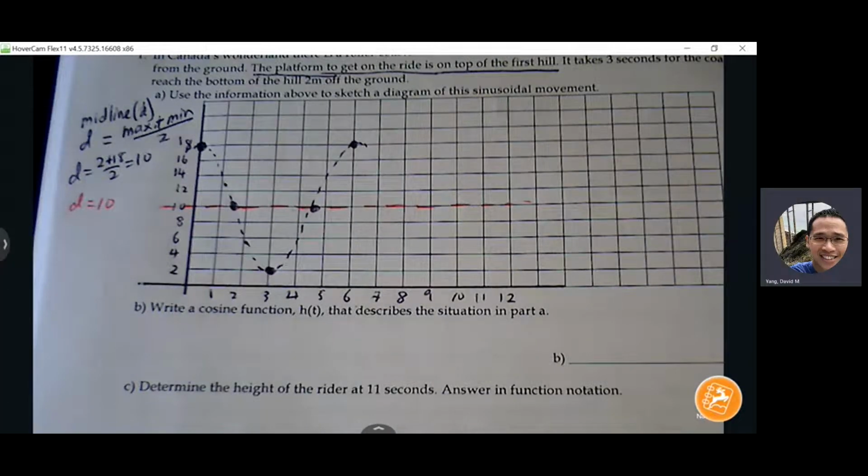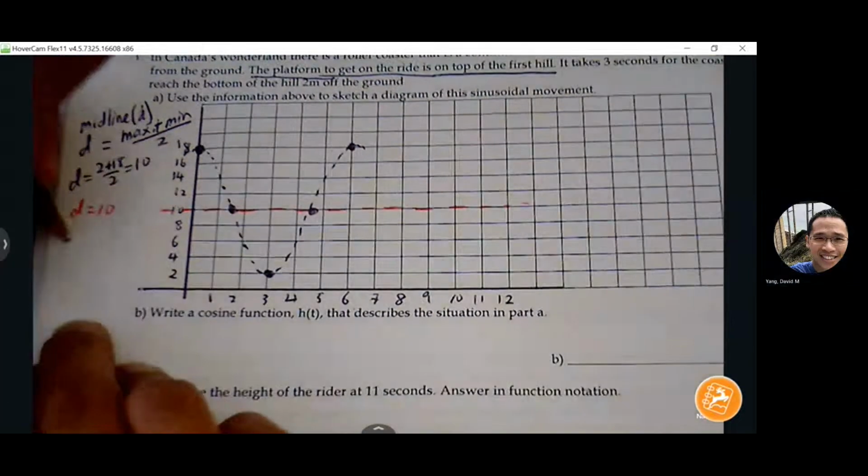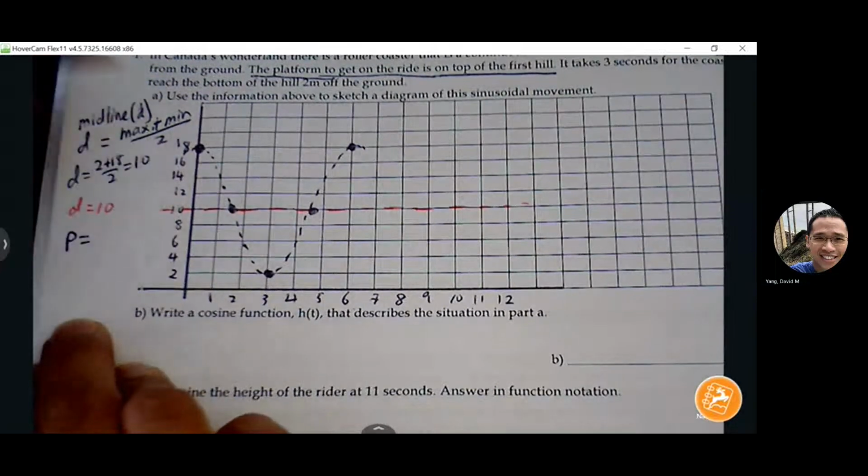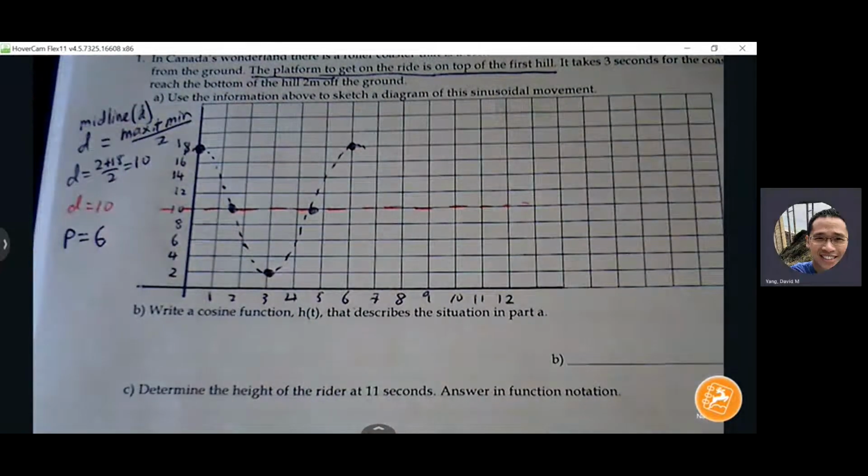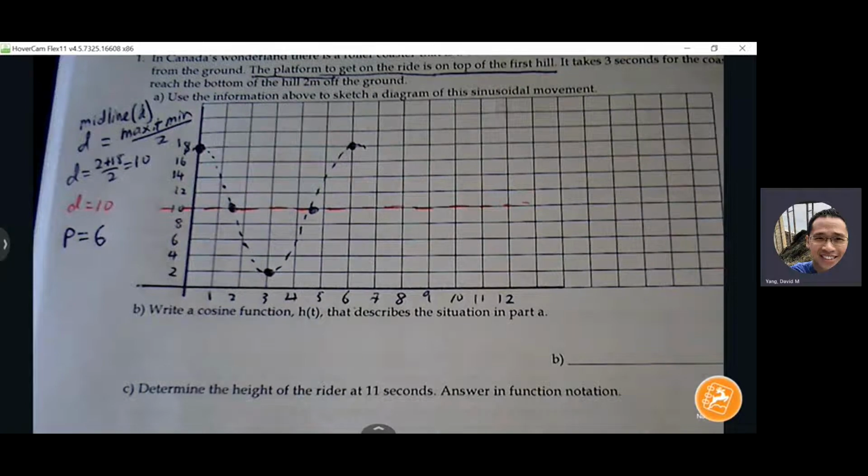Okay. What's our period? 6, yeah. So from your period, find your B value, find your A value by looking at your midline and your peak. No shift, so that makes it a little bit easier. We're going to have to do some shifts later on, but right now there's no shift. That's exactly what we expect a cosine graph to look like.